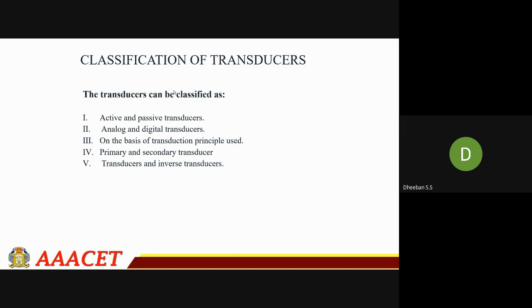So, starting with the various types, it includes active and passive transducers, analog and digital transducers. The transducer based upon principle, this we have already seen. Primary transducer and secondary transducer, transducers and inverse transducer. Based upon this, we'll be dealing with how we can classify a transducer.